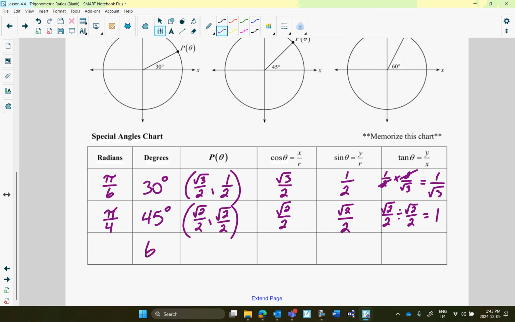The 60-degree family, or in radians, pi over 3. The point on the unit circle is 1/2, root 3 over 2. Therefore, the cosine is 1/2. The sine is root 3 over 2. And the tan is root 3 over 2 divided by 1/2, or root 3 over 2 times 2 over 1, which works out to exactly root 3. Okay? I'm going to do a little bit more here, and then we'll finish the rest next time.